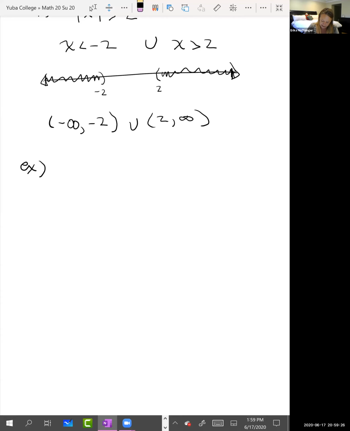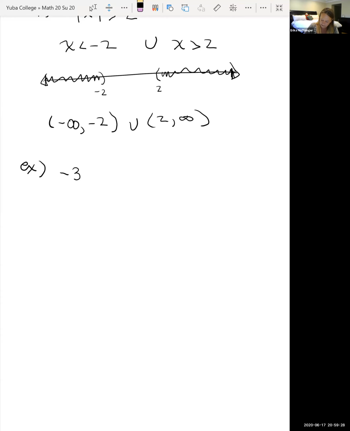Okay, so we have -3, then we have an absolute value. Inside that absolute value is 2x minus 5, and you're given this is greater than or equal to -21. So before you drop those absolute value signs, you need to isolate the absolute value first.